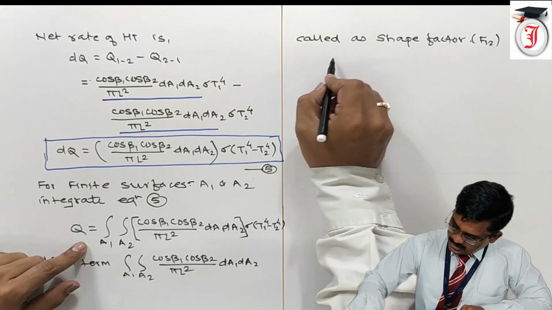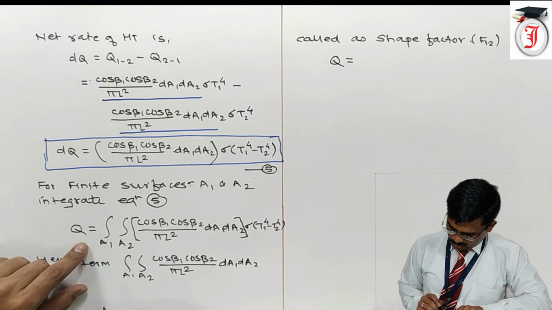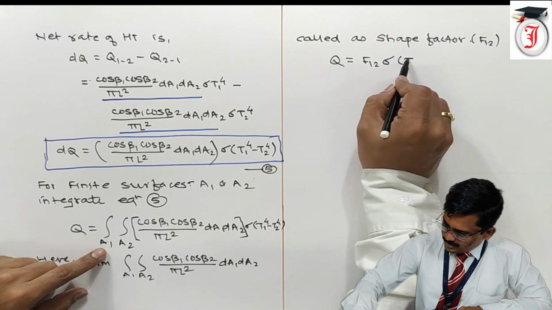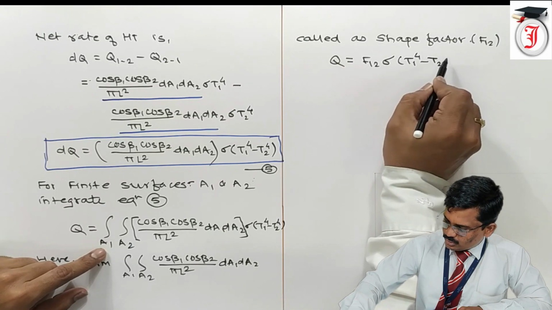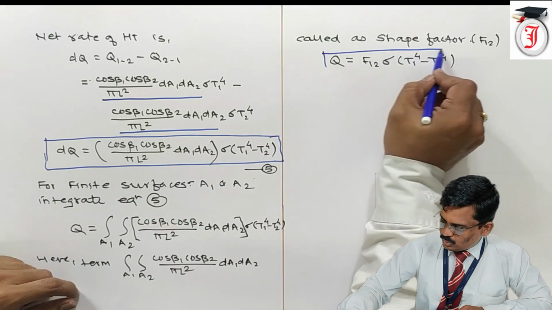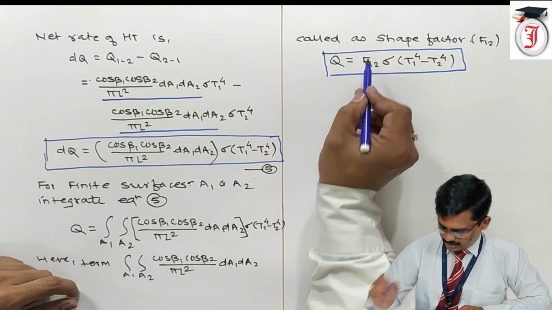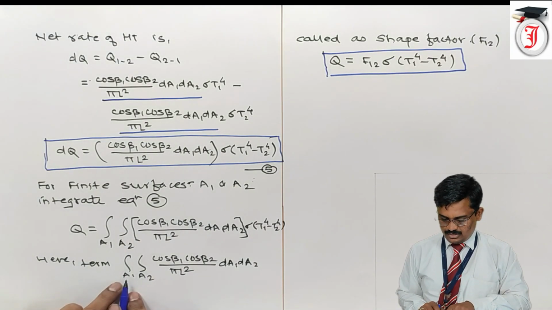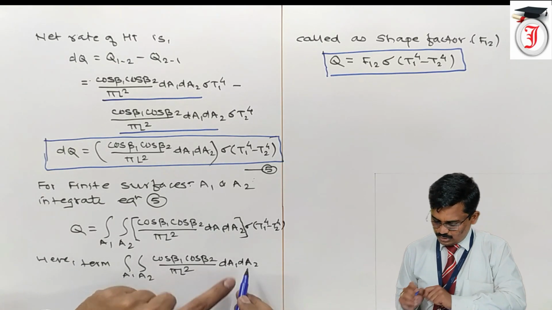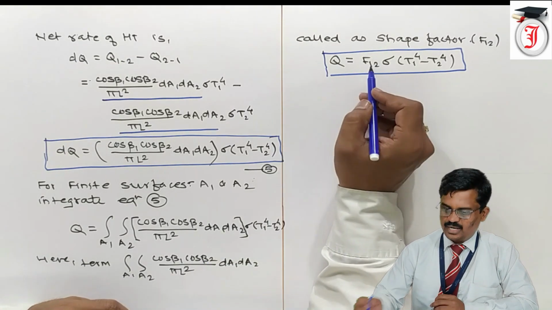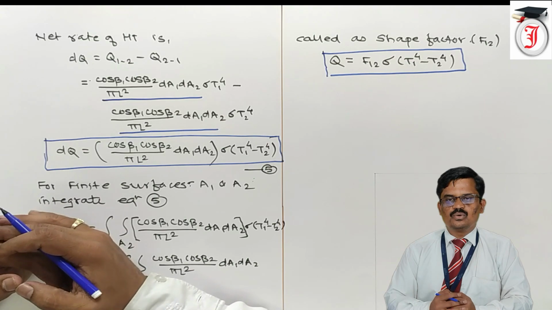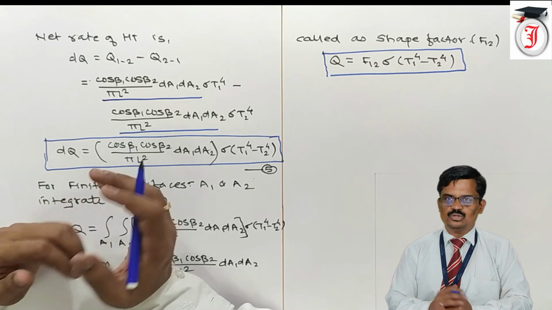So let us put this in, and we get the rate of heat transfer Q is equal to F12 sigma into T1 raised to 4 minus T2 raised to 4. This is the net rate of heat transfer between two black surfaces, where F12 is 1 upon A1, integration over A1, integration over A2 of cos beta 1 cos beta 2 upon pi L square dA1 dA2. This is called the shape factor or view factor. We will stop here, and in the next lecture we will see what is meant by shape factor and its rules. Thank you.